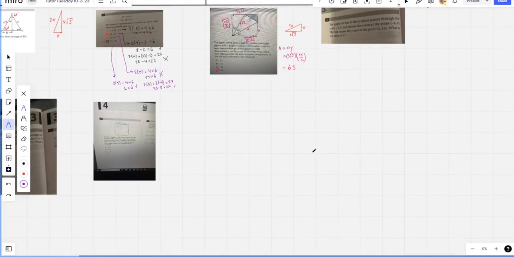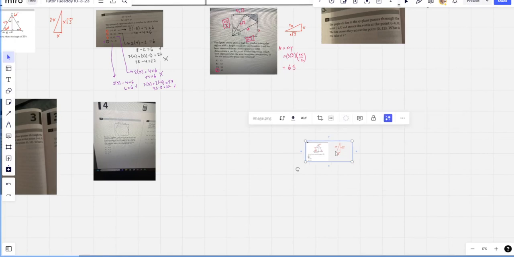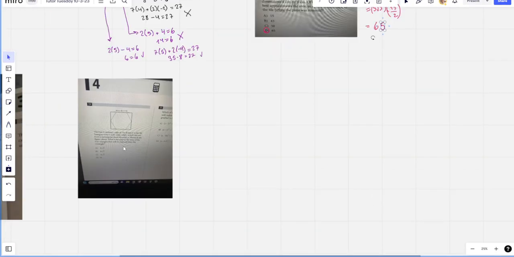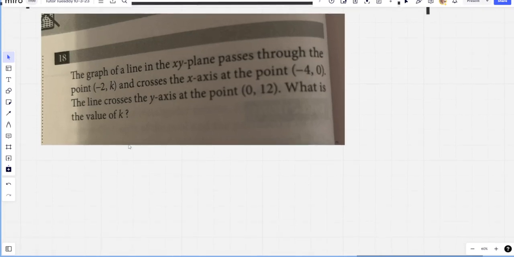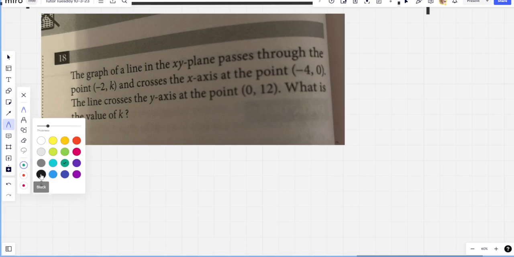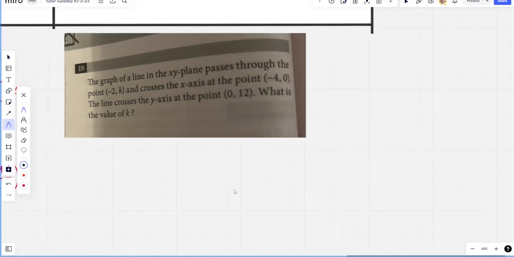Okay, we have more questions. Wait, I already have that one here. We'll get to that one. The next one someone already posted was number 18. The graph of a line in the xy plane passes through the point -2, k and crosses the x-axis at point -4, 0. The line crosses the y-axis at the point 0, 12. What is the value of k?